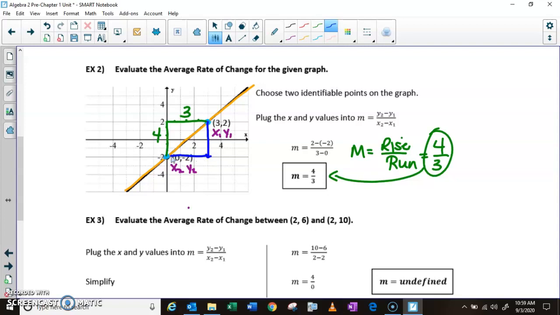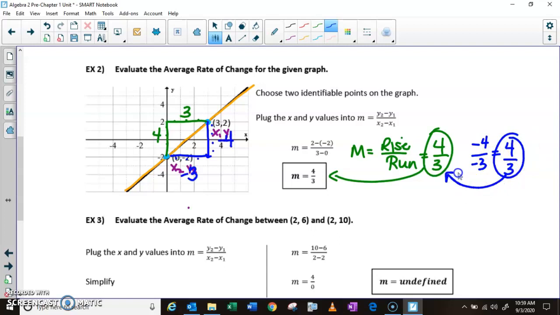So here, in this case, my rise was 1, 2, 3, 4. I went down 4, so that would be a -4. My run is 1, 2, 3. I went to the left 3, so that was -3. So in this case, my rise is -4. My run is -3. So negative over negative would make that a positive 4/3.